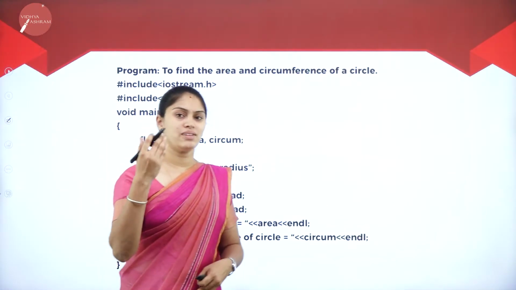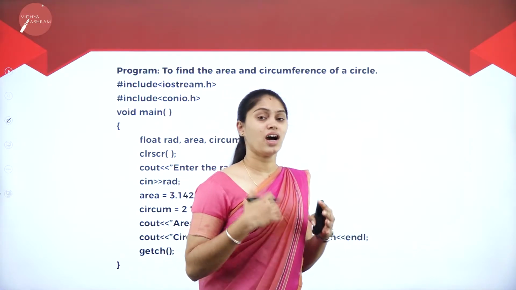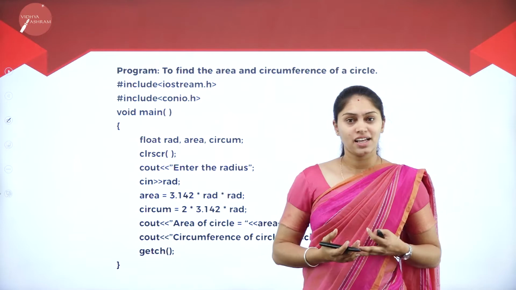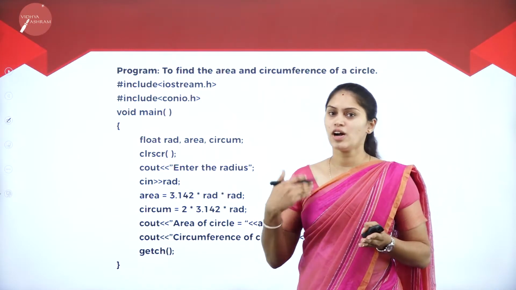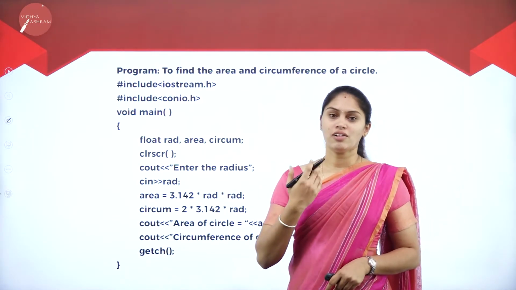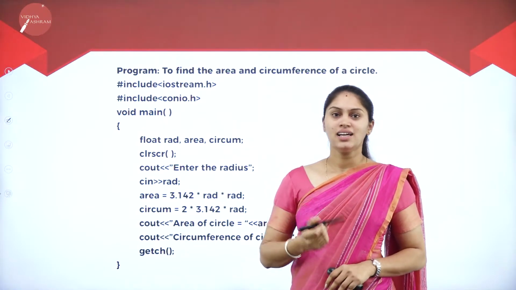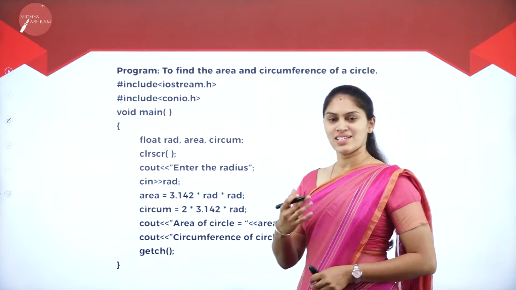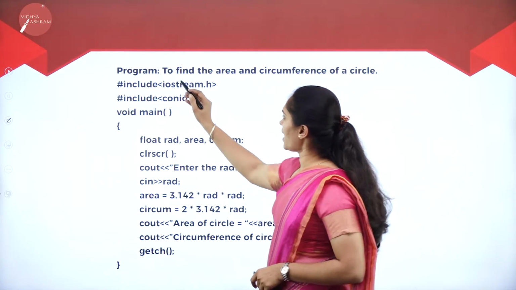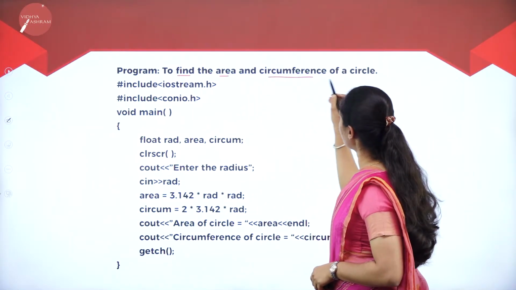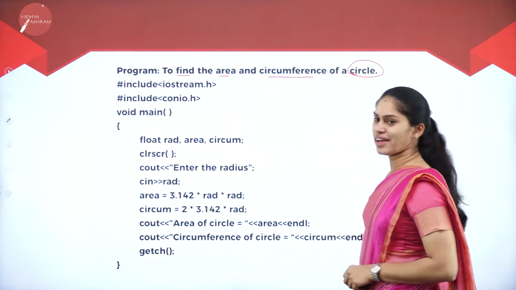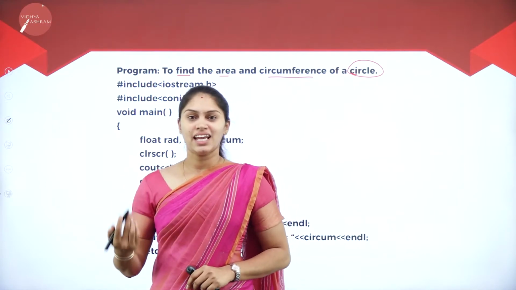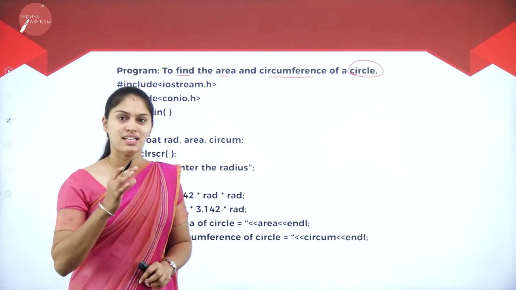Now I will make you understand a program: how we are going to use cin and cout, how we can use cascading of the input and output operators, and also how we are going to use endl and setw in our function. So here we have a program. What is the name of the program? Program to find the area and circumference of a circle. So we are writing one C++ program to find the area and circumference of a circle.